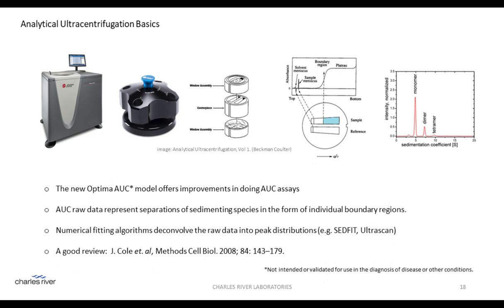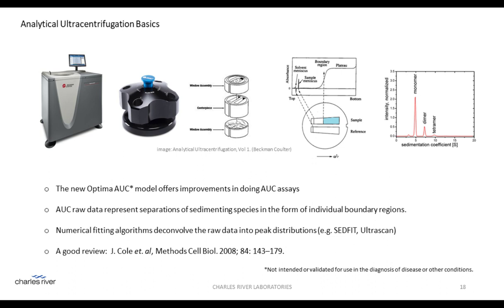Rotors and cell parts remain largely unchanged at present, and the fundamental data collected in an AUC experiment is shown here in this graph. The fundamental data is the sedimentation profile that's shown here, generated by spinning these special AUC cells, as illustrated, at high centrifugal velocity, causing sedimentation of heavy species like viral particles.